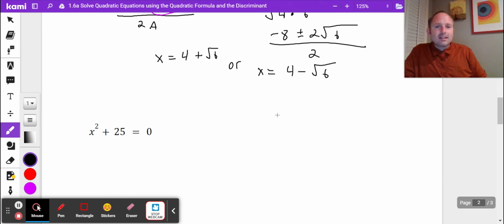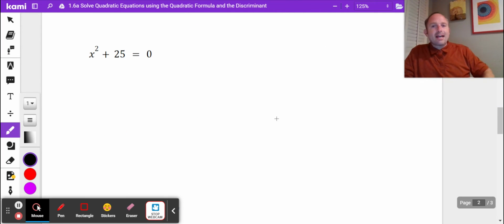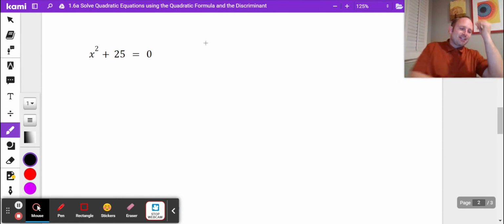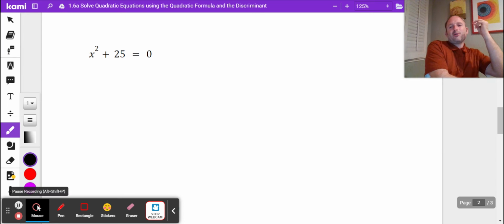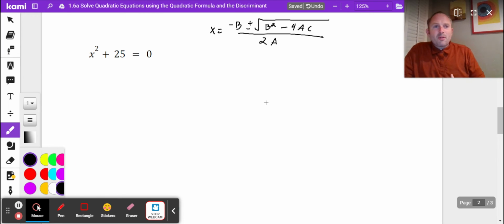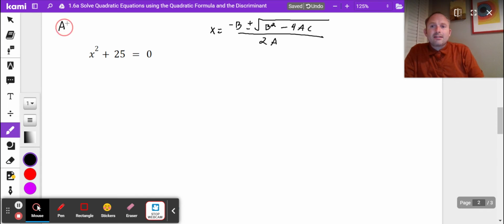So next example, we have x squared plus 25 is equal to 0. Well, if I remember my formula, here's my formula. Now I just need to plug and chug. Now I know that a is equal to 1, b, I ain't got no b, so it's going to be 0, and c is equal to 25. So now I just do plug and chug.